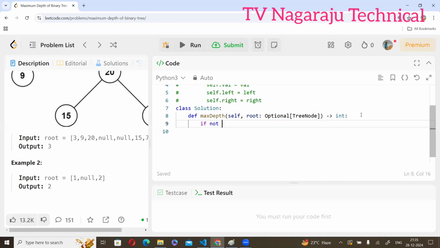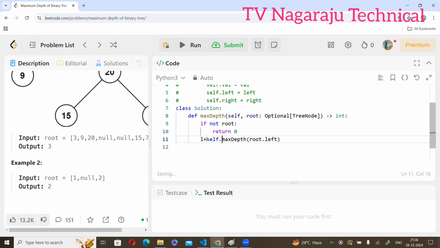If not root, that means if there is no tree, return 0. That is, the maximum depth is 0. Otherwise, what I am doing? L is equal to max depth of root dot left. So here I am calling recursively.